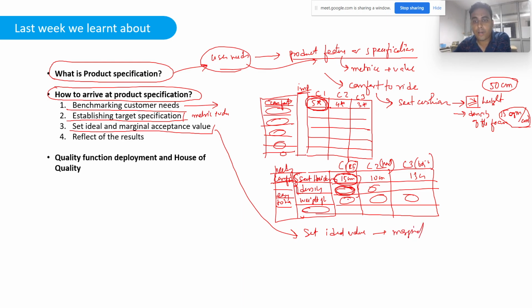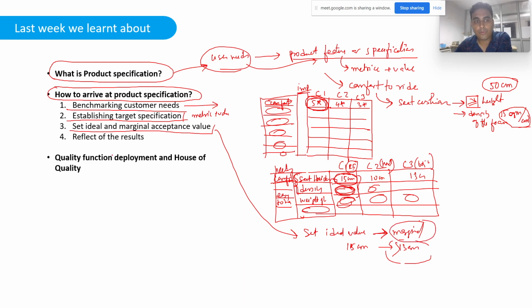Ideal value is basically what it should be, and marginal value is the range of how much it can be altered based on our design requirement. So for example, if seat height ideal is 15 centimeter, we can say because of our larger engine, we can make it at least greater than 13 centimeter.